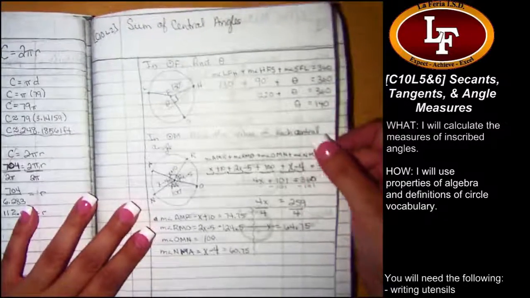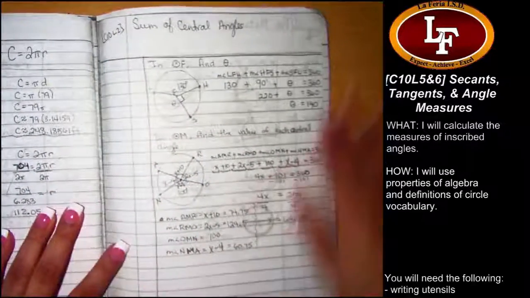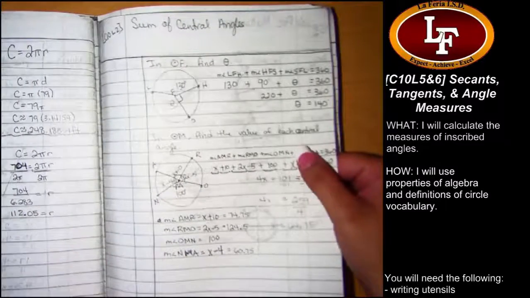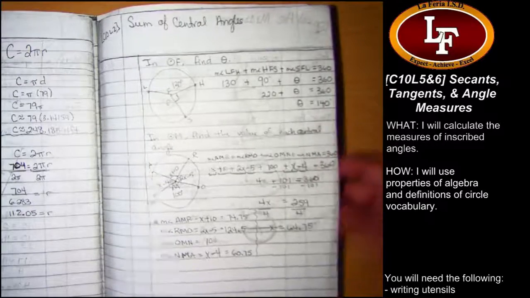Sum of central angles was the next one, and this one was covering 10-2. Again, one of those optional ones. If you can think through sum of central angles without any assistance, you don't have to have these notes. But if you feel you need them, they are available here in my notebook and on YouTube.